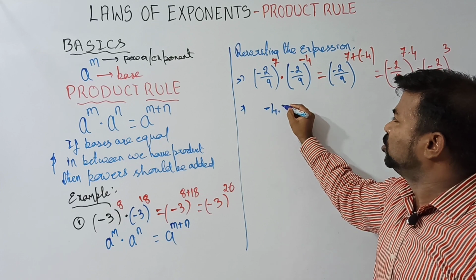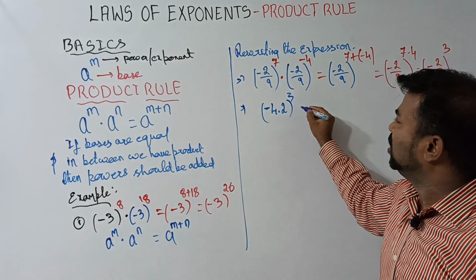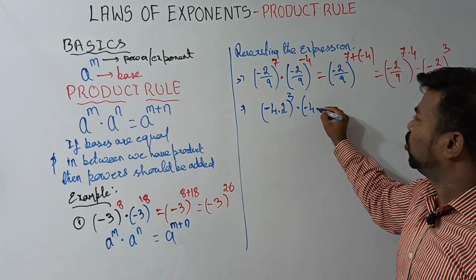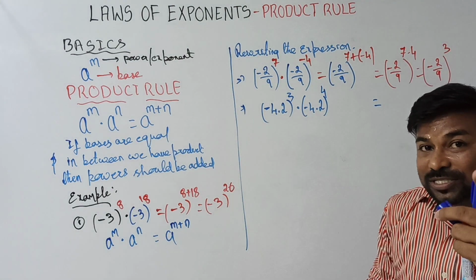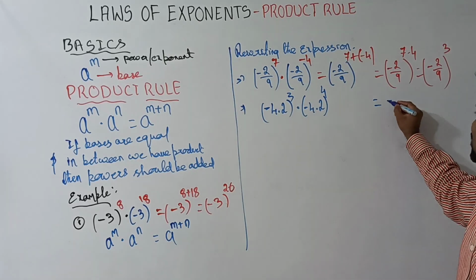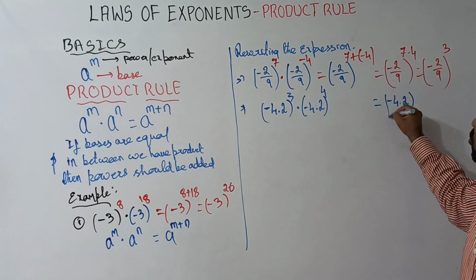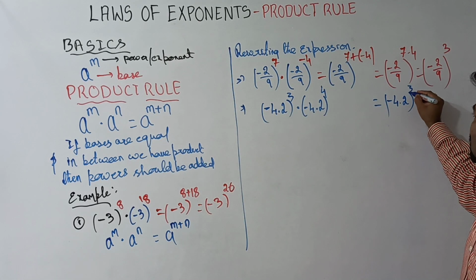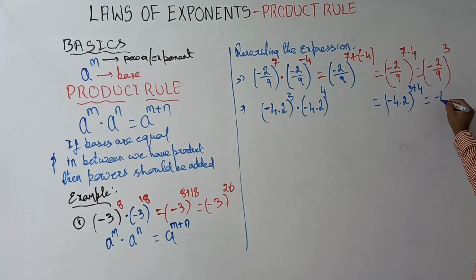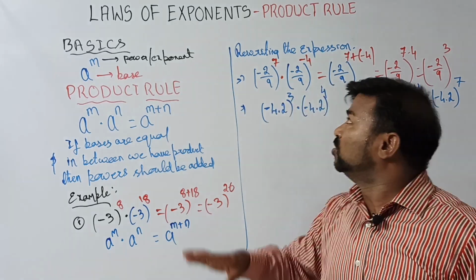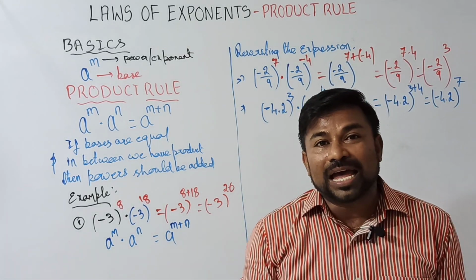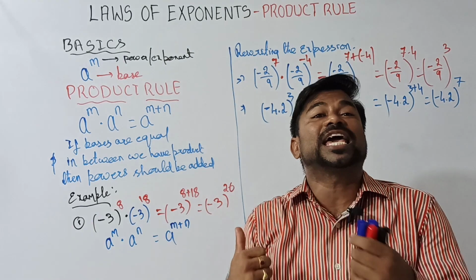Minus 4.2 whole to the power 3 into minus 4.2 whole to the power 4. Straight away, what's the answer? Yes, what you said is right. Minus 4.2, the powers should be added: 3 plus 4, which is minus 4.2 whole to the power 7. So this is what we are going to do. Simply, we have rewritten the expression.